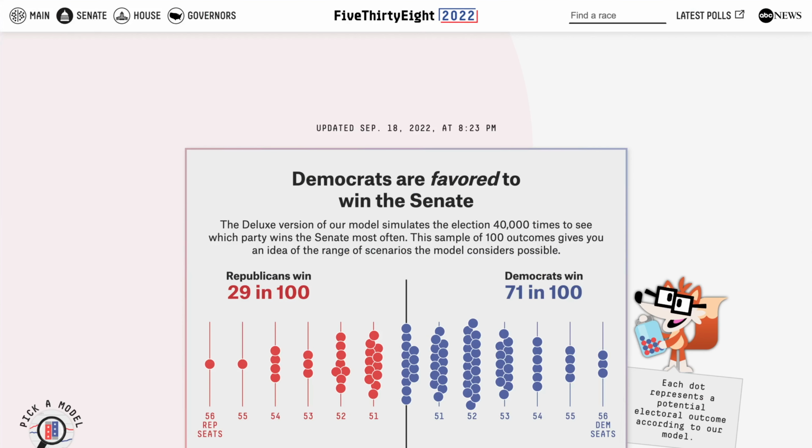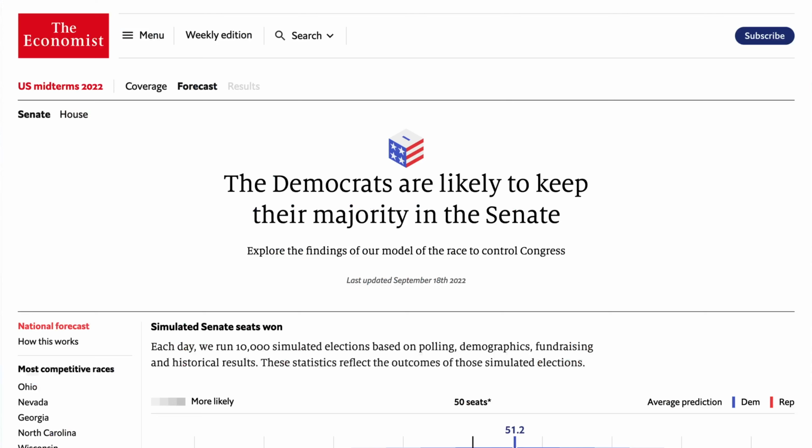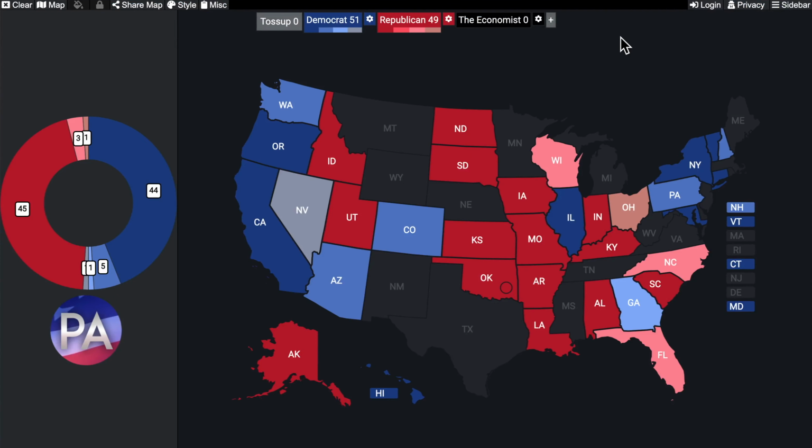This is the map according to 538. This is the map according to The Economist. And then finally, according to Decision Desk HQ, we have this map right here. So even though every single forecast projects 51 seats for Democrats, I think that mine is going to end up being the most accurate. Democrats, you really cannot overestimate them in too many races.